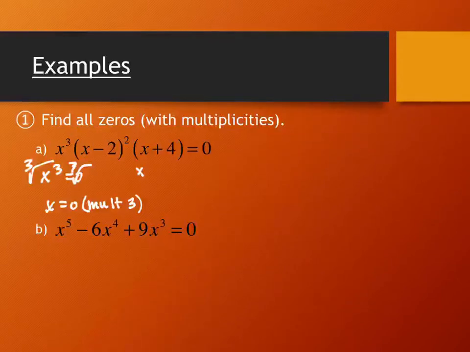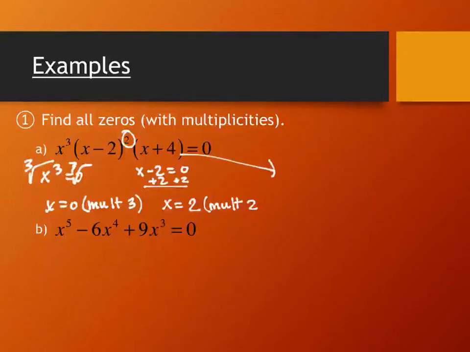On the second one, x minus 2 equals 0. I add my 2. So x equals 2. And what's its multiplicity? 2. Again, because the exponent here is a 2. That's where we're getting the multiplicity count from, okay? Multiplicity just means how many times does it happen? How many of them are there? Well, there's 2 of them because there's 2 factors there that are identical. And then the last one, x plus 4 equals 0. So it would be a multiplicity of 1, exactly. So x equals negative 4.